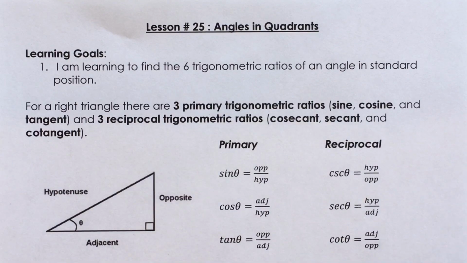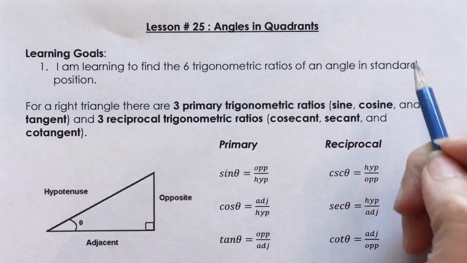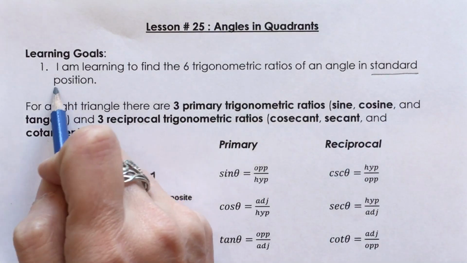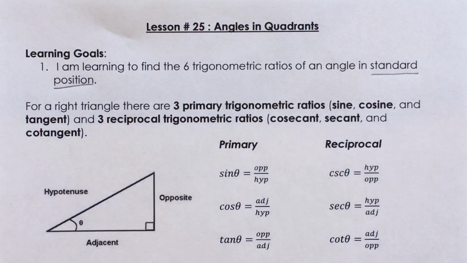This is lesson 25 on angles and quadrants. So we're starting our second trigonometry unit. We just finished reviewing grade 10 trigonometry, and now we're going to start grade 11 trigonometry. So our learning goal for today is learning to find the 6 trigonometric ratios of an angle that's said to be in standard position. So we're going to look at trigonometry in a very new way in this unit.